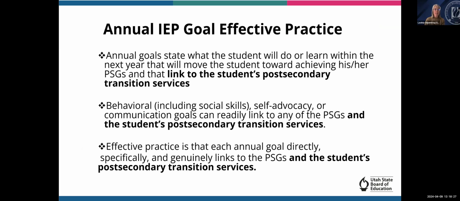Some things around effective practice: making sure that transition annual goals can be like the ones I just shared with you, around self-advocacy, communication, it could be behavior, right? All of these things are going to impact a student's post-secondary goals and their outcomes. So we also want to make sure that it's really specifically linked to their post-secondary goals and that it makes sense.